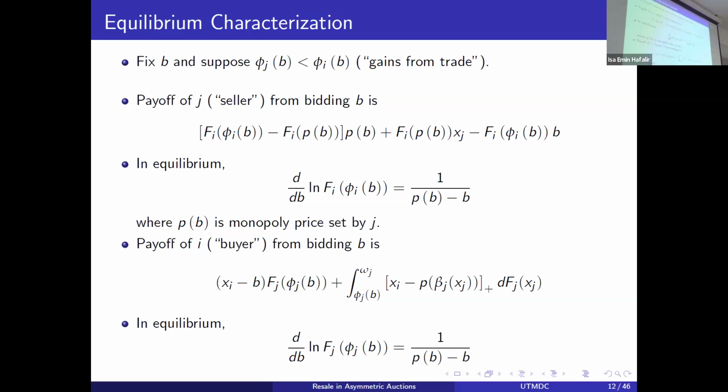I will actually tell you intuitively why this is the case. So you don't even have to do the math, because there is an intuitive reason that both bidders will have the same differential equation. All right.